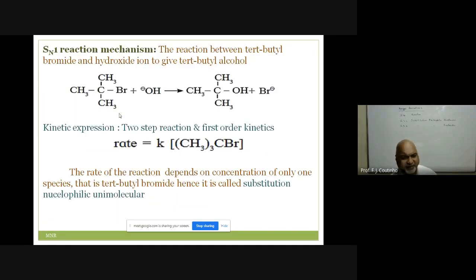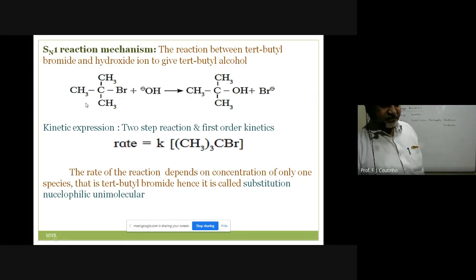That is the SN1 reaction mechanism. Now, what is this SN1 reaction mechanism? It is a reaction between tertiary butyl bromide and a hydroxide ion to give tertiary butyl alcohol. Here in this case, we have taken CH3 thrice, that means 3 methyl groups. There is a tertiary carbon atom, and to this tertiary carbon atom there is a bromine which has been linked, not attacked, but linked, attached, I would say.